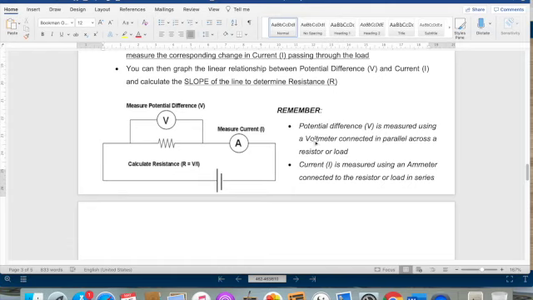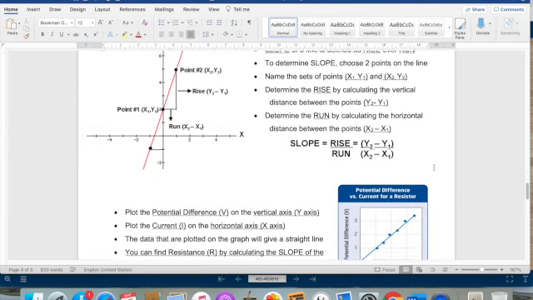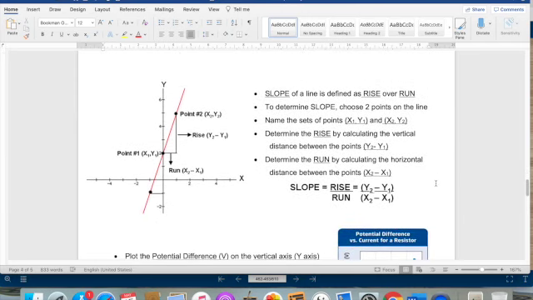So potential difference is measured using the voltmeter. We know how current is measured. Anyways, here's a little bit of math. Maybe you're doing it now, maybe you've already done it, I don't know. But just to reiterate how to find the slope of a line, remember we have a y and an x axis. We have a bunch of points. We have 3 points, right?